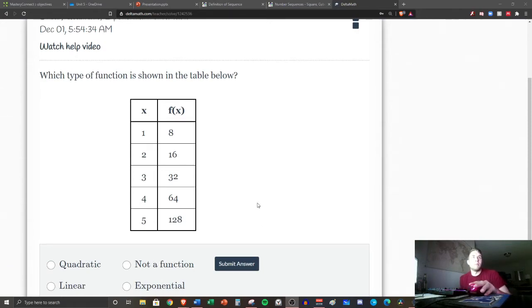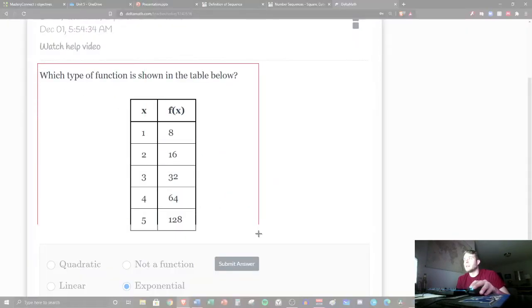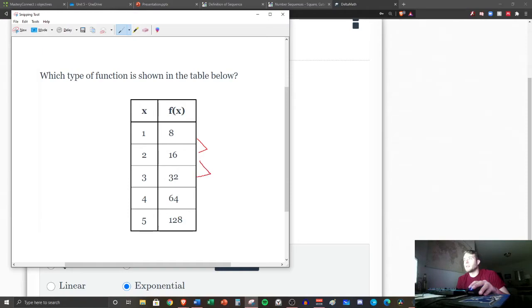I was hoping for a little more drama in finding one and having you sort of see it, but this one's exponential. So let's talk about why. Look at the values here. If we found the differences, we would never get a common difference. So let me show this. This is 8. This is 16. This is 32. 64. And you'll notice, as we go this way, it's just going to repeat itself.